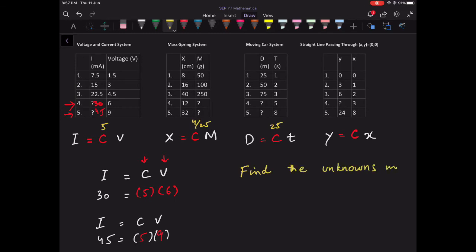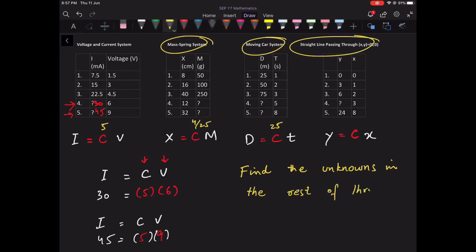As part of your learning engagement, find the unknowns in the other 3 systems. Pause the video now.